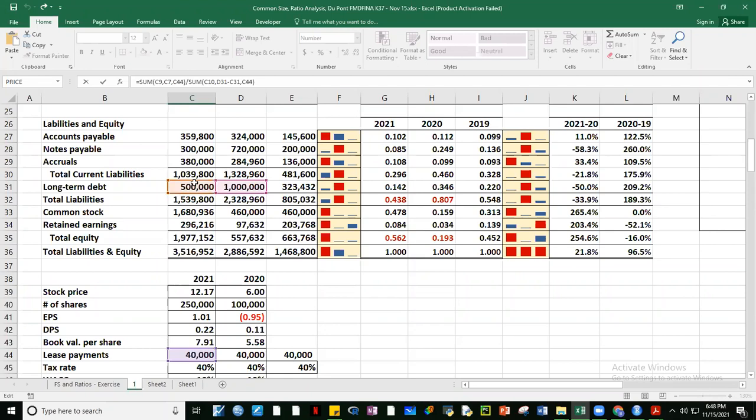So sa formula, sa interest plus principal plus lease, isasama natin kung magkano yung principal na binayad. So that's 1 million minus 500,000. Yun ang principal payment na binayad. Pero dito, guys, sa 2020 and 2019, walang principal payments. In fact, tumaas pa nga. Nangutang. From 323 naging 1 million. Ibig sabihin, nangutang yan, so walang principal payments yan. So ang papasok lang sa principal payments sa EBITDA coverage, yung 2021, kasi nagbayad tayo from 1 million down to 500,000.